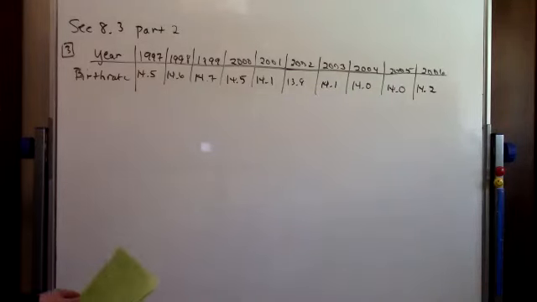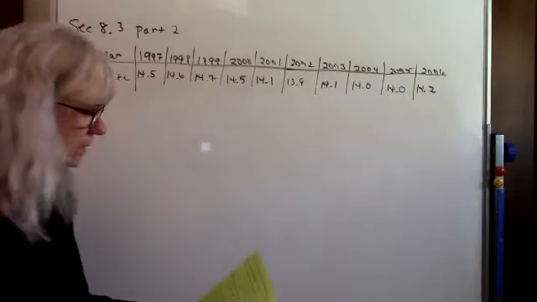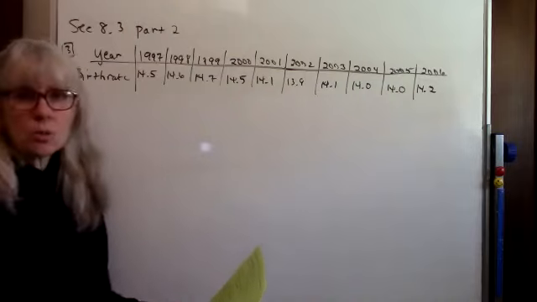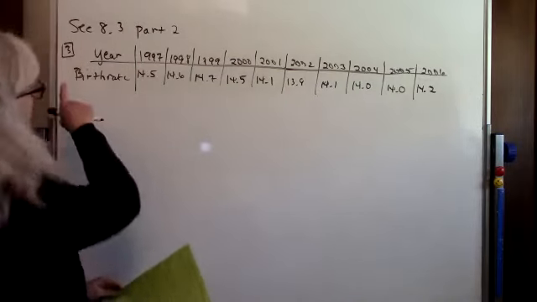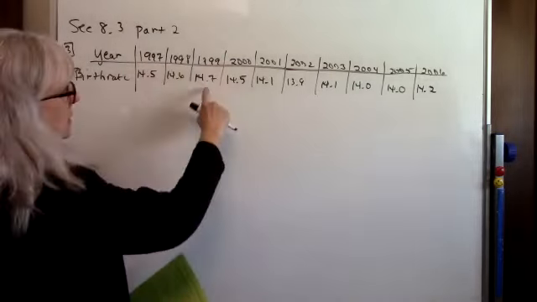Our next example in section 8.3 part 2 deals with the birth rates in the United States for the years 1997 to 2006, and they're given in the table. This is example 3. So we see that in 1999, the birth rate was 14.7 live births per 1,000 in the population. For every 1,000 people, we had 14.7 live births. We can see in 2003, for 1,000 people, we had 14.1 live births.